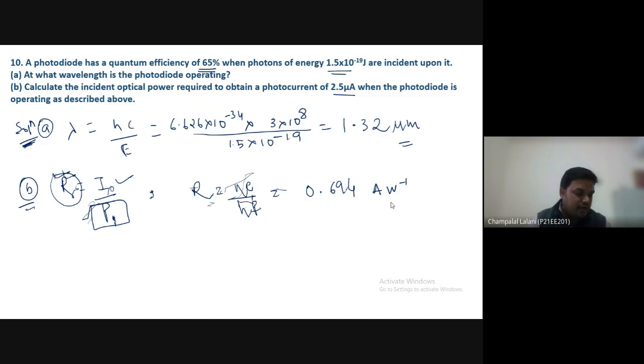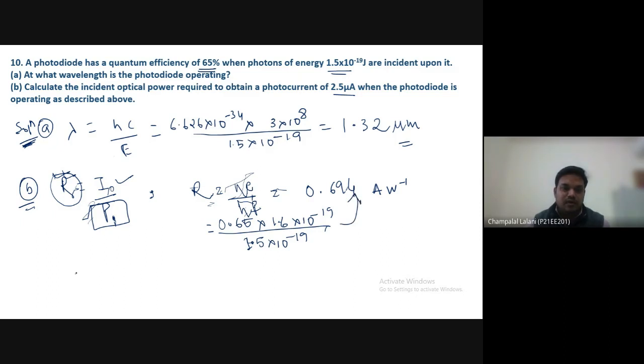Does anyone have doubt in this part? How have we got the 0.694? See, eta is 0.65, already given in the question. e is 1.6 into 10 raised to power minus 19. And we know that energy, which is equal to h nu, is 1.5 into 10 raised to power minus 19. Put all these values, we will get this one.